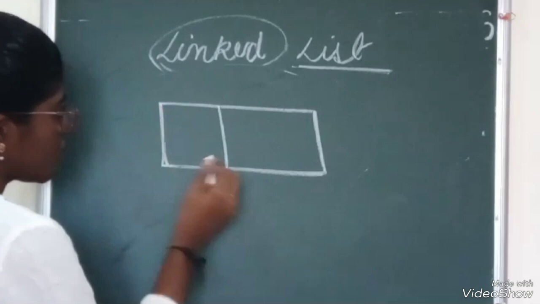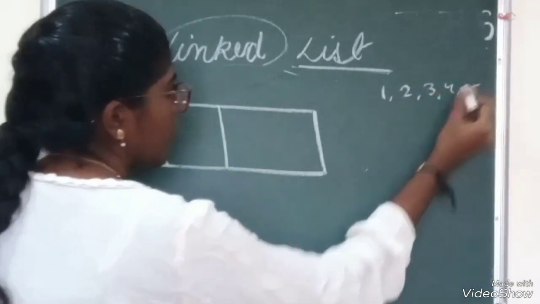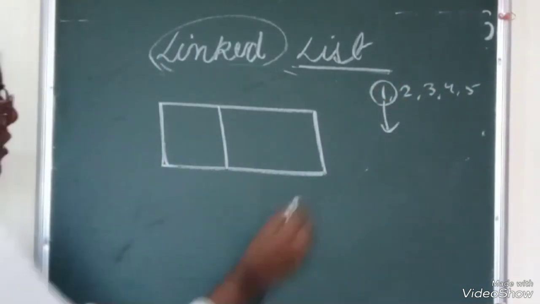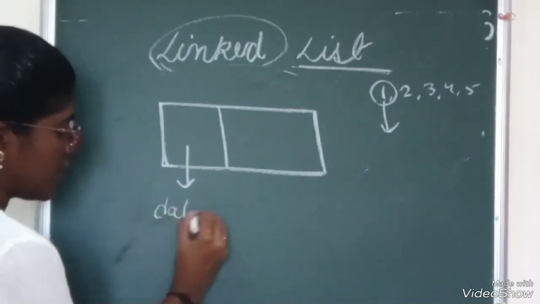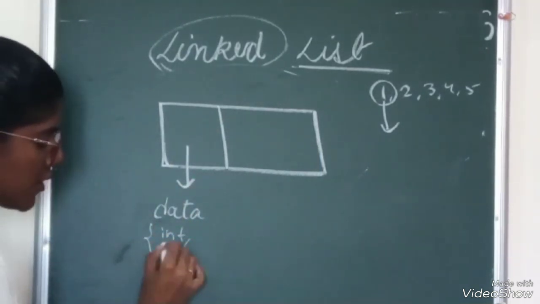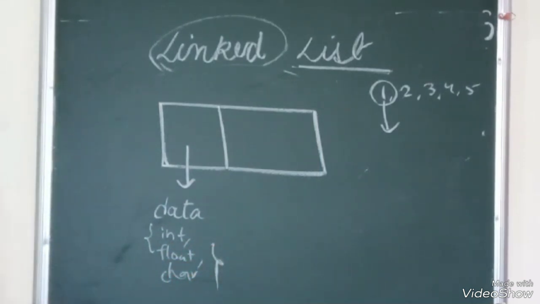The value I want to store. Suppose I have given the data to be 1, 2, 3, 4, and 5. This is the data part. I can store the data part in this column, which is meant for only storing the data. That can be any type: integer, float, or character as well. That can be any data type.